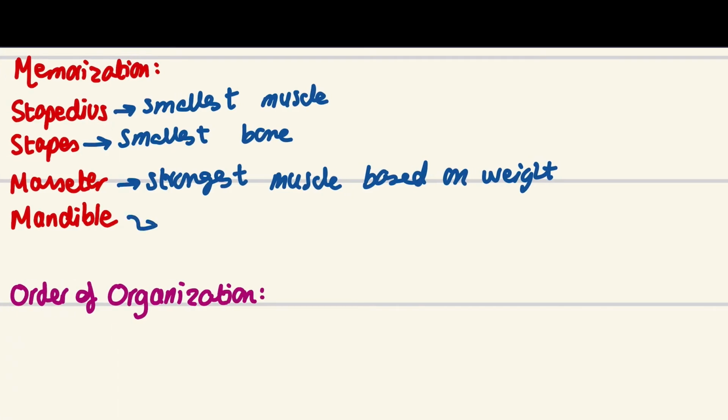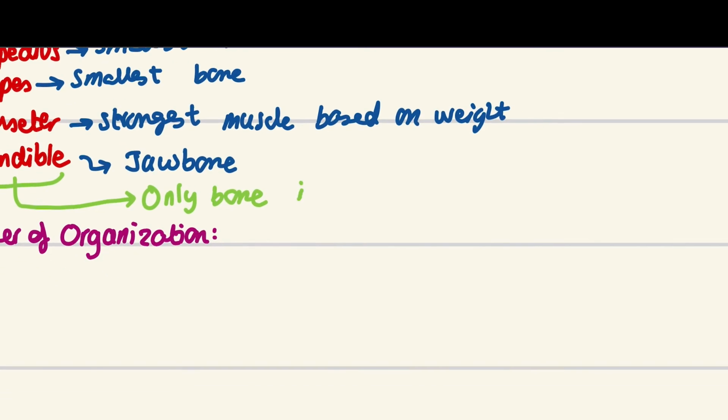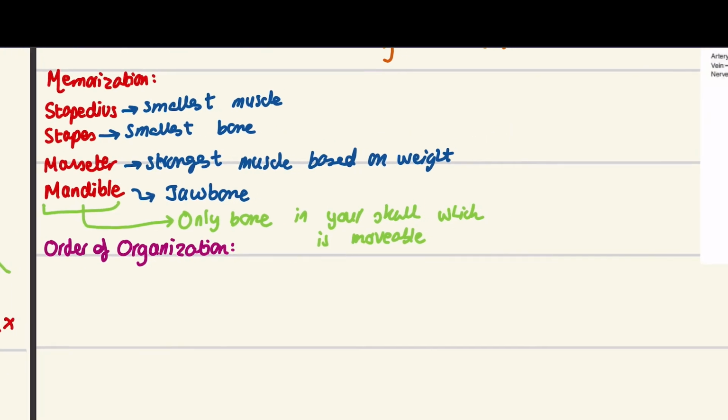Alright, and what is the mandible? Mandible is your jawbone. Okay, you probably already know, but one small thing I've seen quite a lot in MDCAT questions is that they want you to know that the mandible is the only bone in your skull, in your head and neck, which is movable. Apart from this, we can't move any other bone. They're all fixed. Okay, they're all fixed.